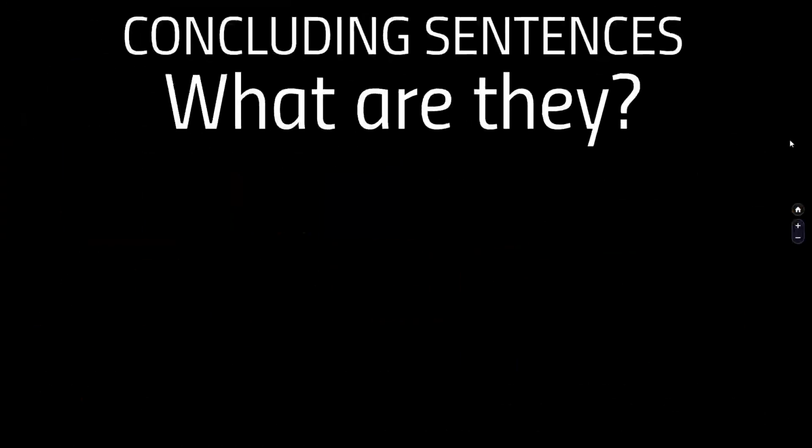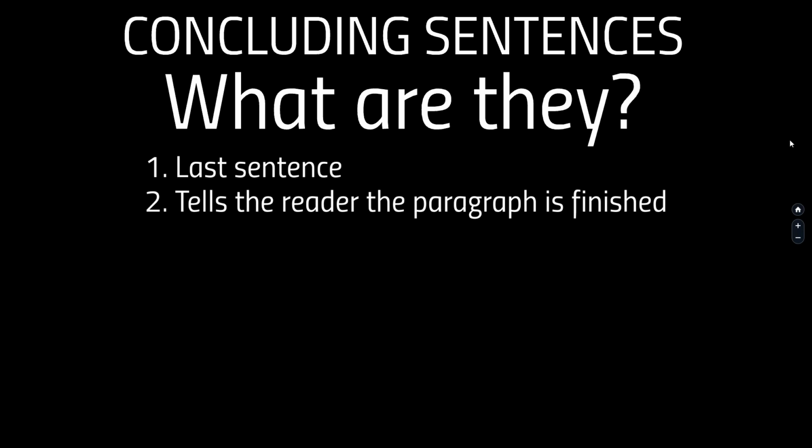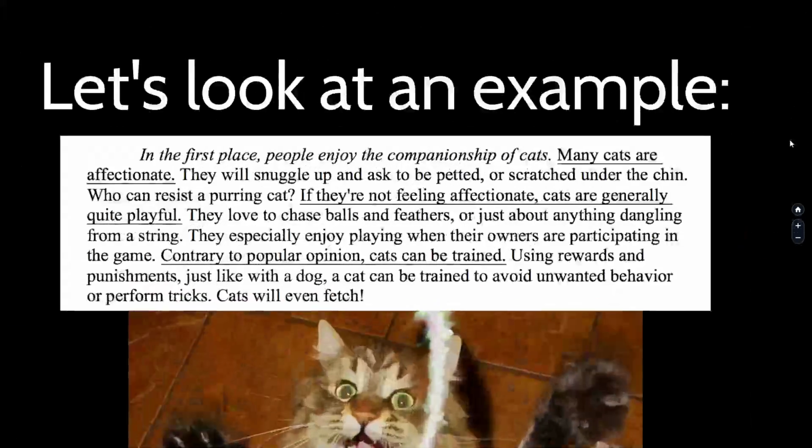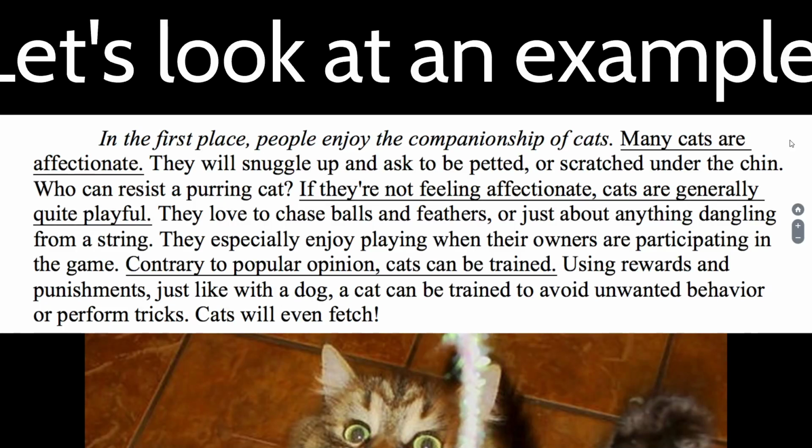There's one other type of sentence that is found in many paragraphs: concluding sentences. What are they? It's the last sentence of the paragraph. It tells the reader the paragraph is finished, and it offers a logical conclusion. It restates the topic sentence in a different way, or it offers a suggestion, gives an opinion, makes a prediction. We'll talk more about concluding sentences in the future. Our paragraph doesn't have one.